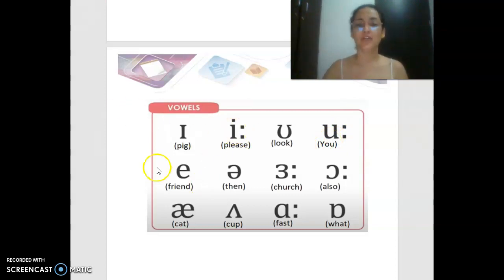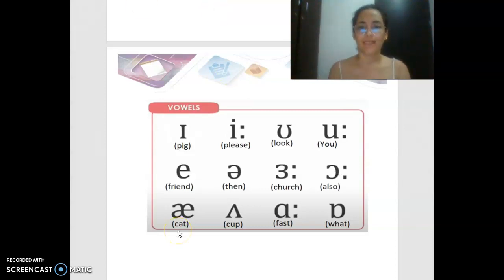Okay, now we are going to talk about those sounds. This sound is like friend. This sound is short, like the. This sound is like large, okay? It is a large sound. In this example, we have like charge. And the last one, the sound of this symbol, we can say that is large again, like also.